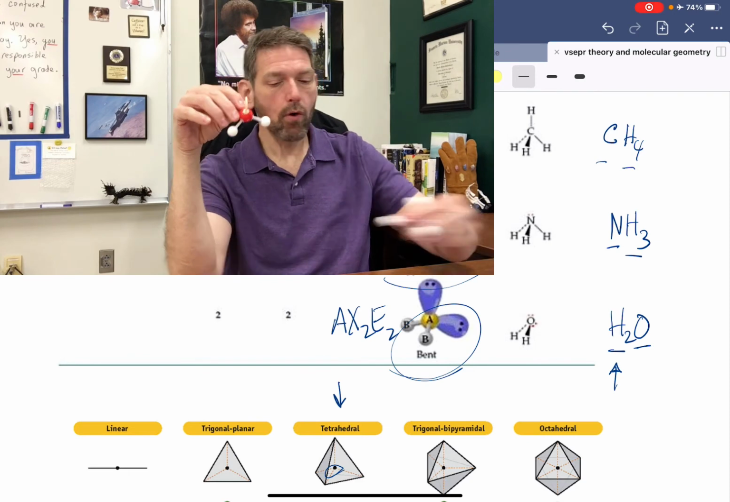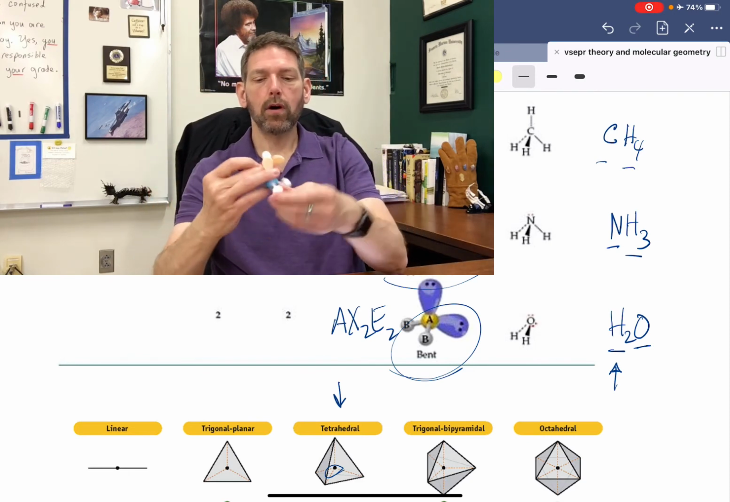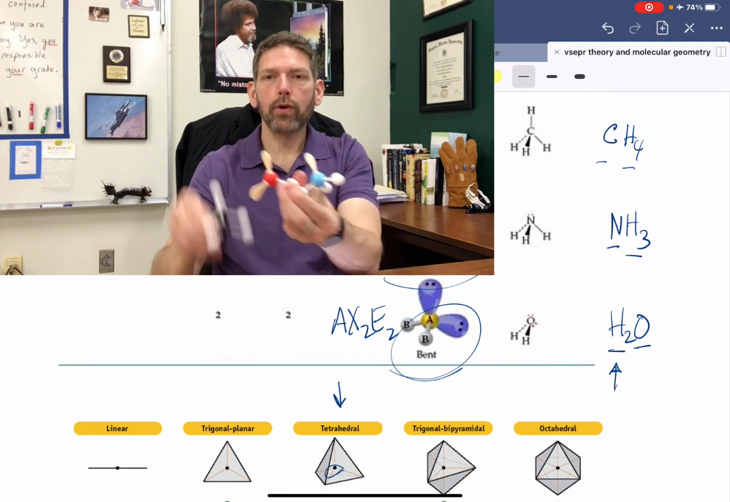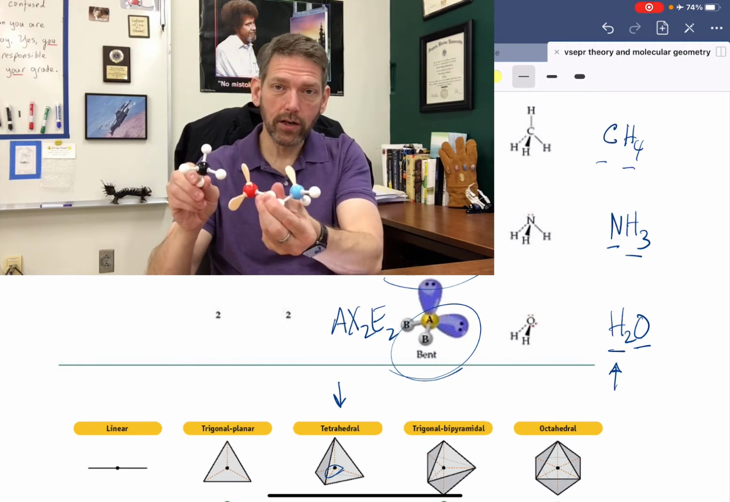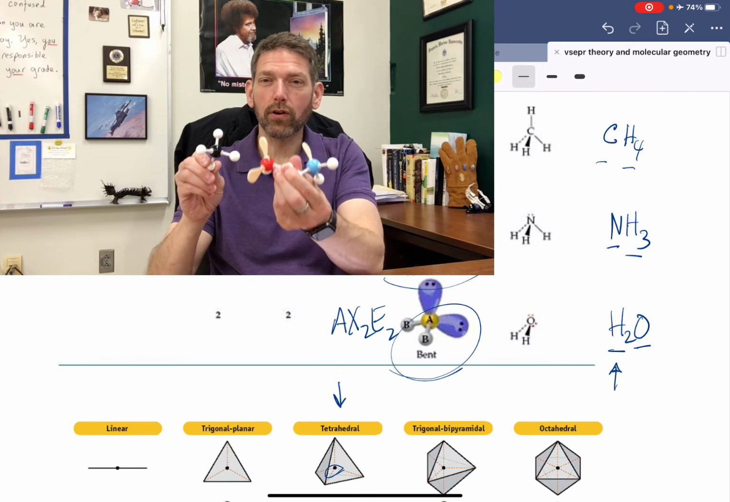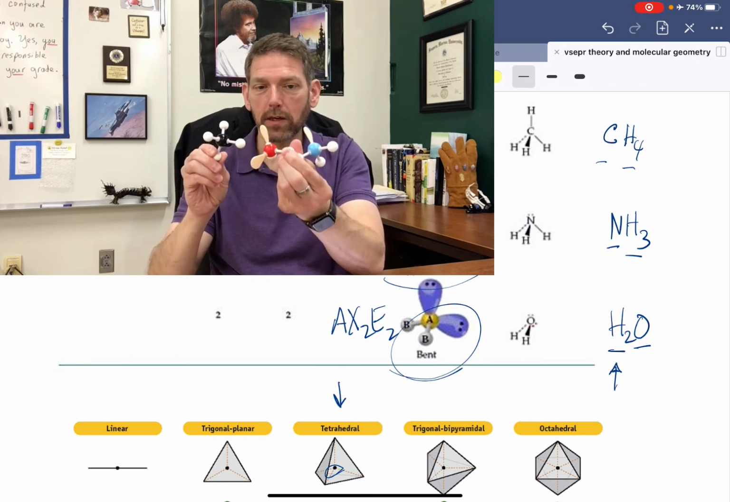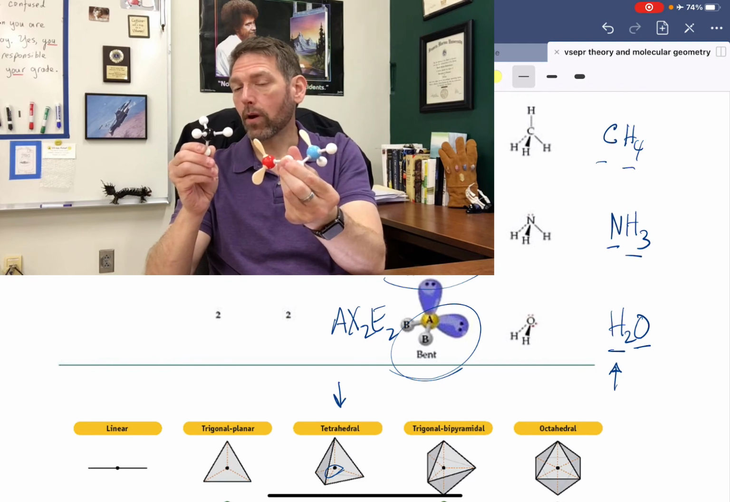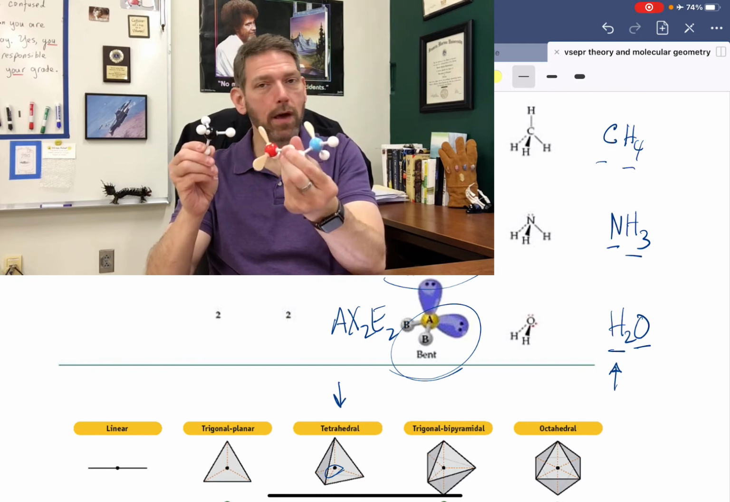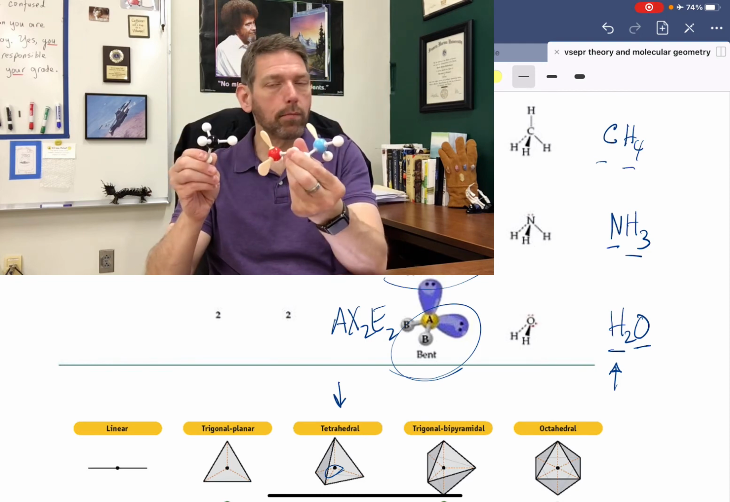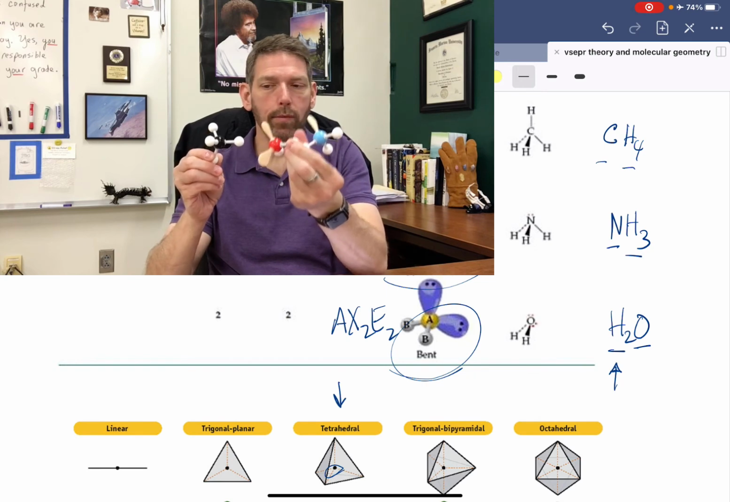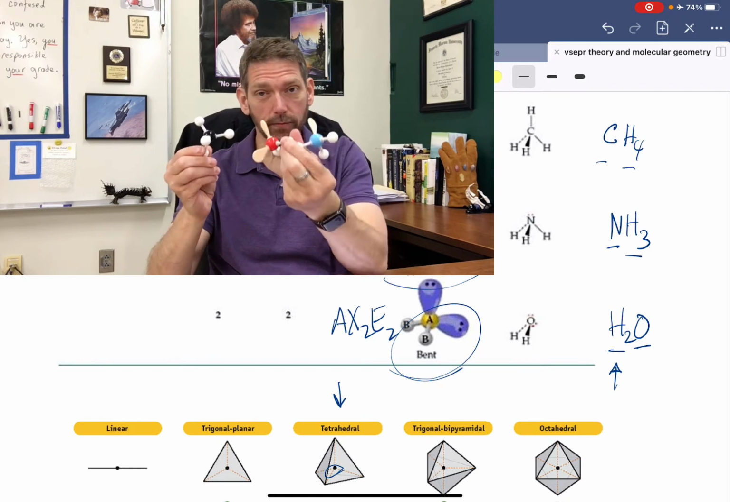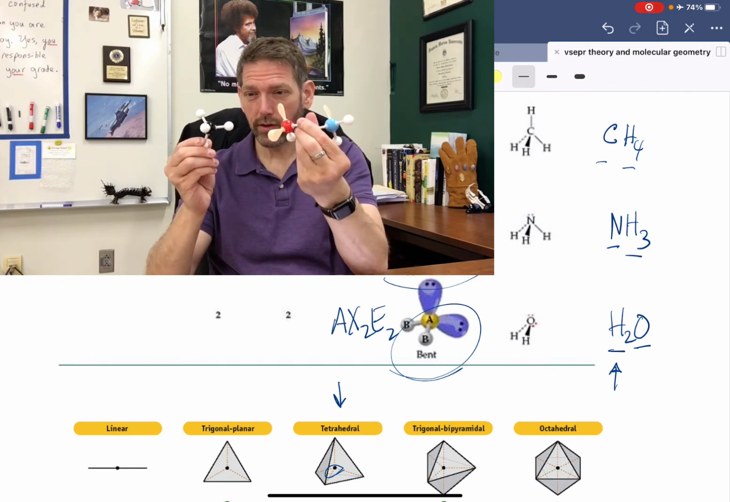Now, all 3 of these, all right? All 3 of these right here are a tetrahedral domain geometry because there are 4 regions of space around the central atom. All right, 4 regions of space. It doesn't matter, bonding pairs, non-bonding pairs, non-bonding domains, bonding domains. There's 4. So they're all tetrahedral as far as that goes.